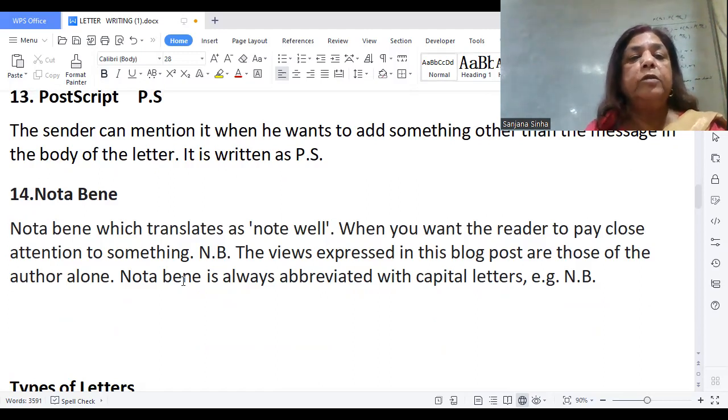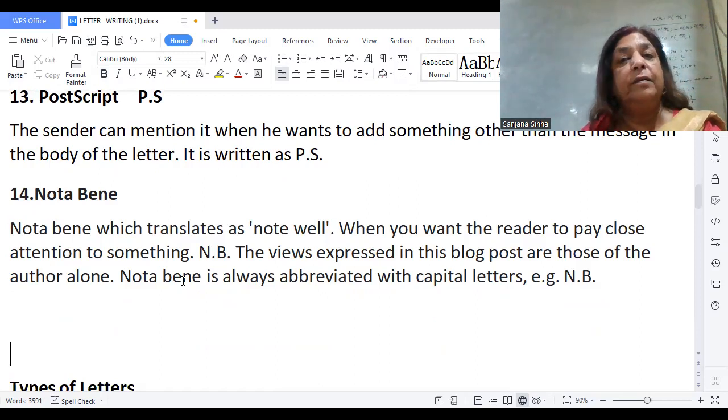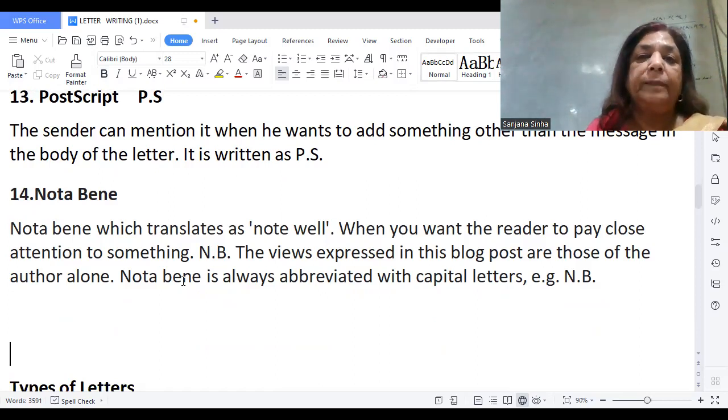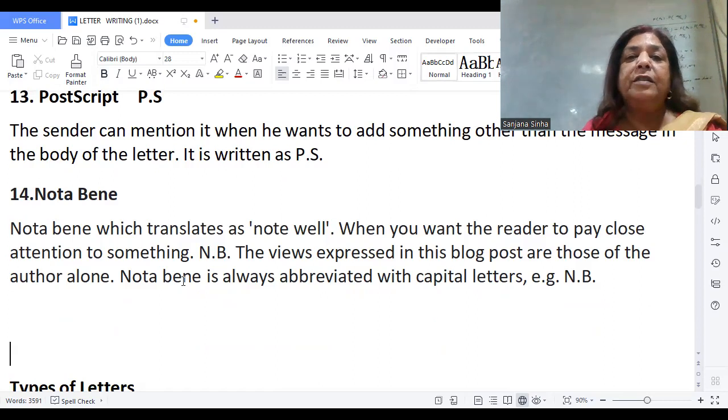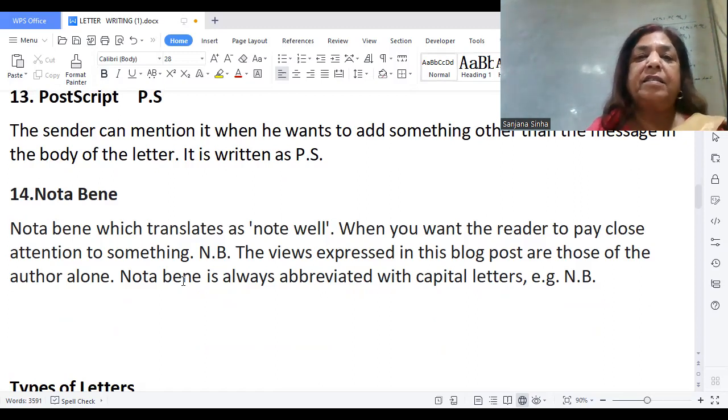And the difference between postscript and nota bene is that the postscript can be written in an informal or a formal letter as well. Like a child going to a hostel can write back to his mother that he's missing home and family. And PS, I love you, mom. So this is the informal style. And the nota bene is a little official. So you can use both PS or nota bene in official letters, but PS is also written in personal letters.